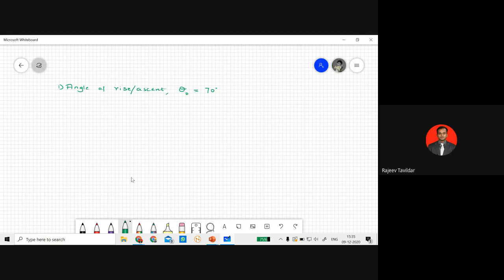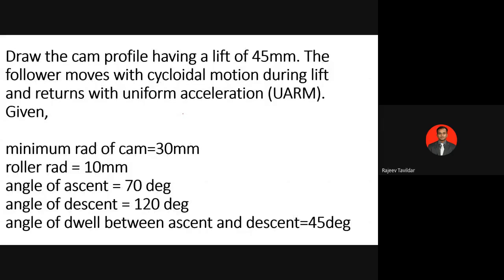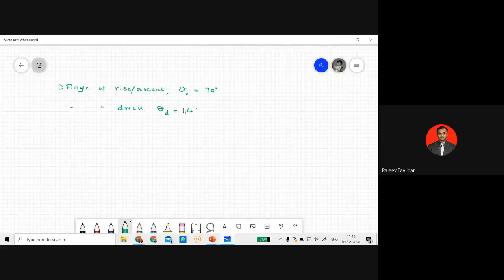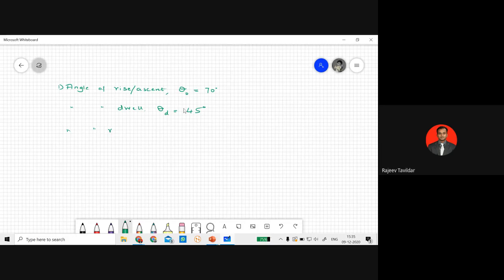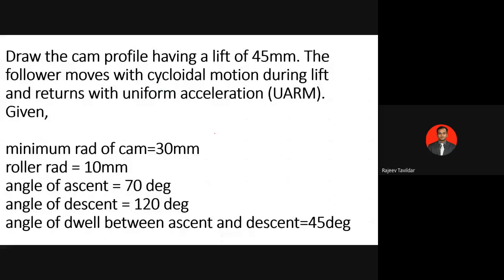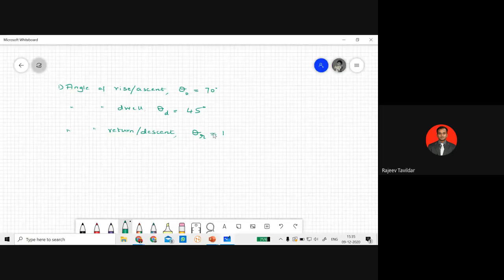Then we have a dwell phase between ascent and descent. So the angle of dwell, let me denote it as theta d, and it is given as 45 degrees in the problem. Then we have the angle of return, or it is also called descent, denoted by theta r, where r stands for return. This angle is given as 120 degrees.